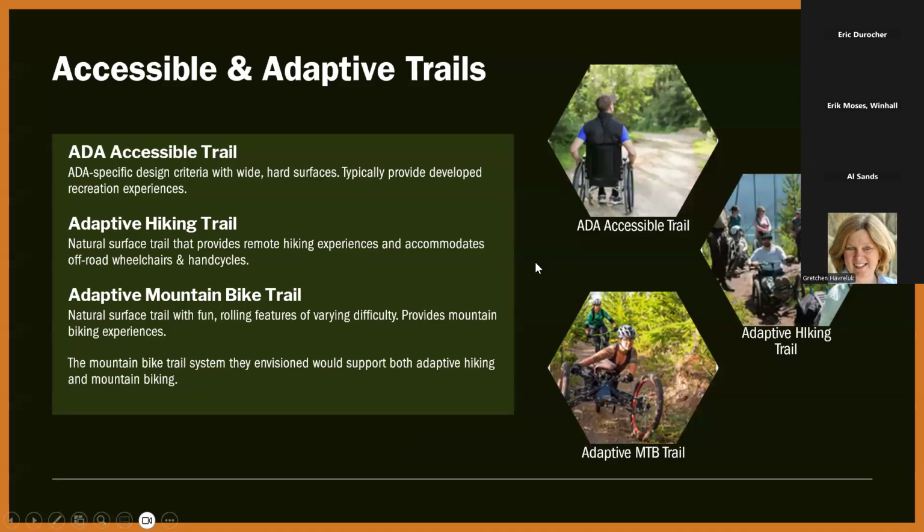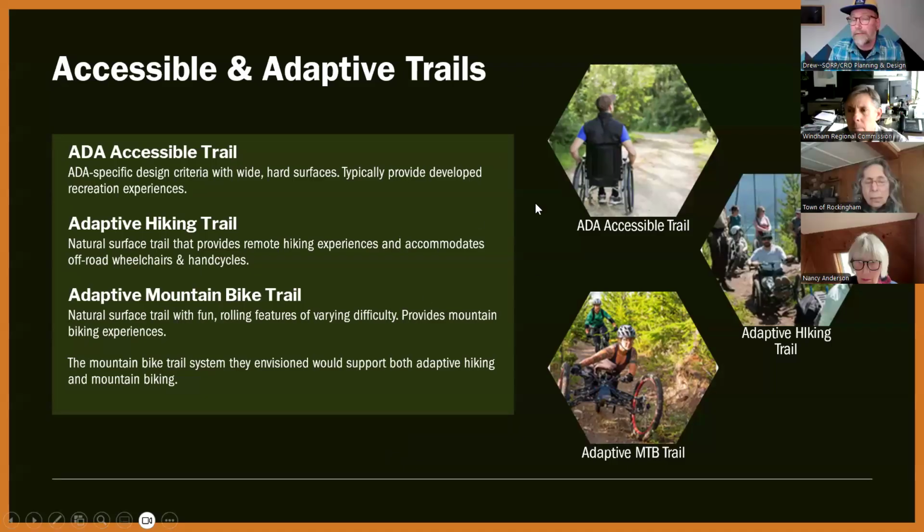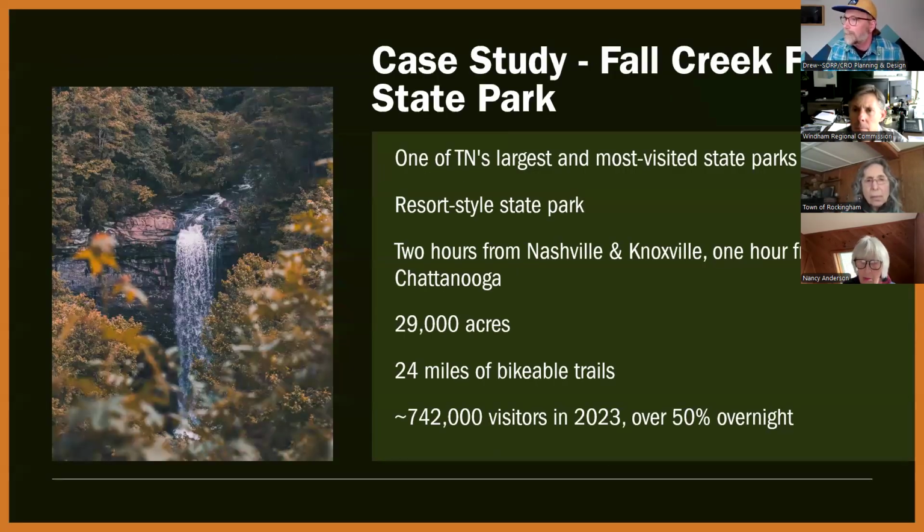And so we noted in this study that there's a need to produce all three different types of experiences in those trails. And we studied Fall Creek Falls State Park, which is one of their busiest state parks, but it's really in a rural area. So not a lot of local population around it, but people travel to it.